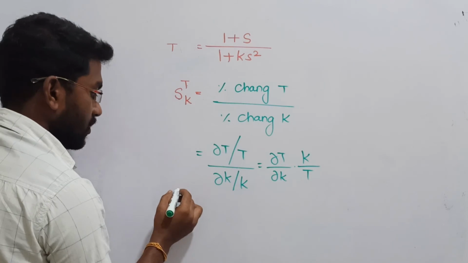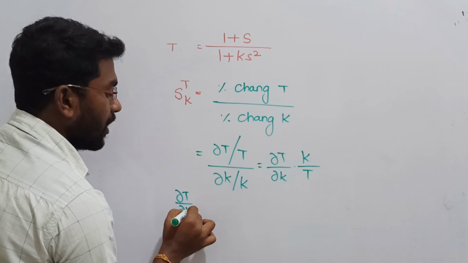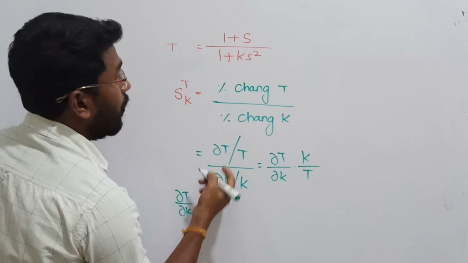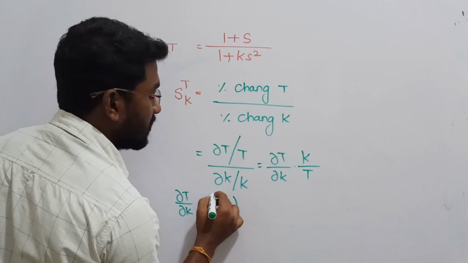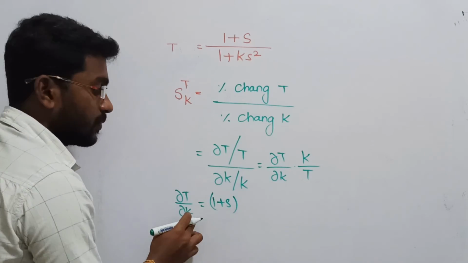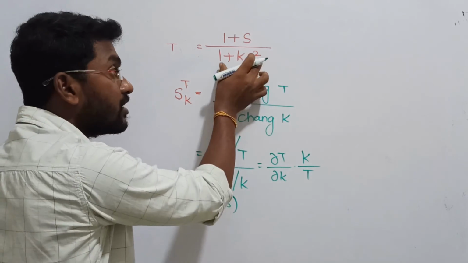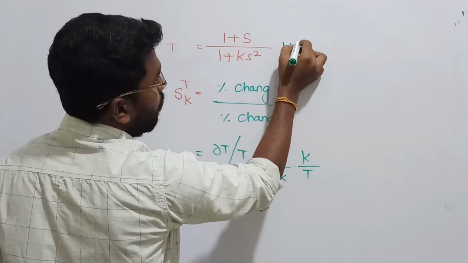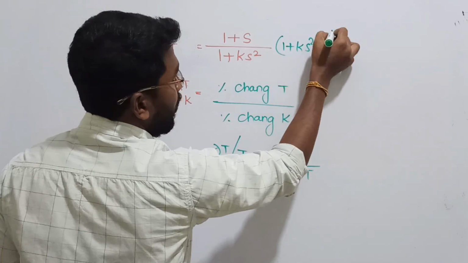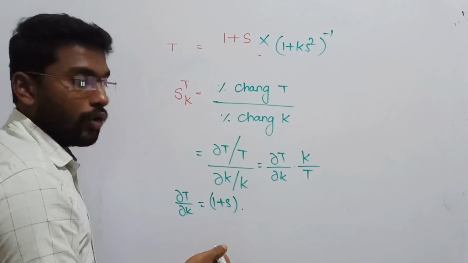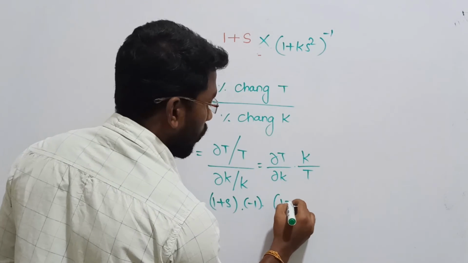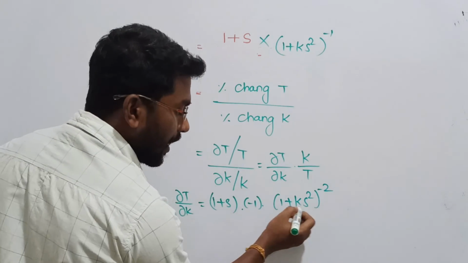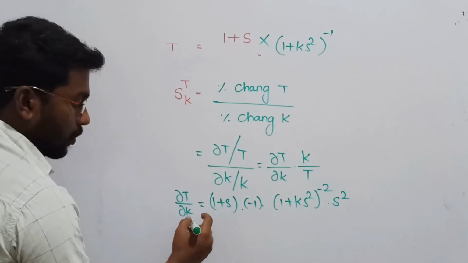Now take your transfer function to find out the value of dou T by dou k from here. Just differentiate this function with respect to k. What will you obtain? 1 plus s is constant because we are differentiating with respect to k. If I bring this to the numerator, the function will become (1 plus k s square) whole power minus 1. Now you can differentiate: minus 1 into (1 plus k times s square) to the power minus 2. After doing the differentiation, the inner differentiation will give you one more s square. So this step further.